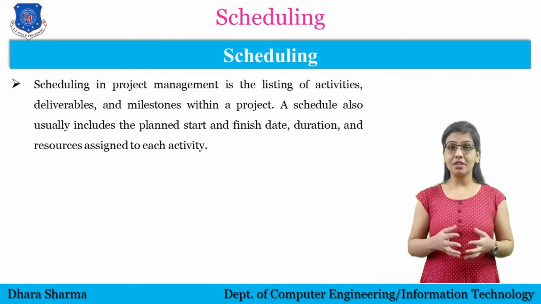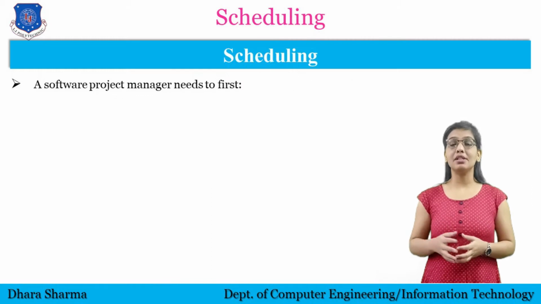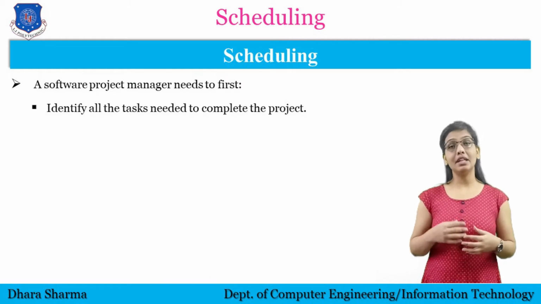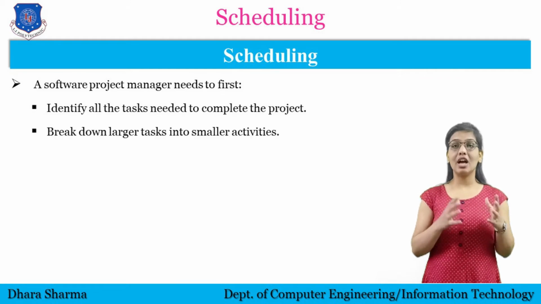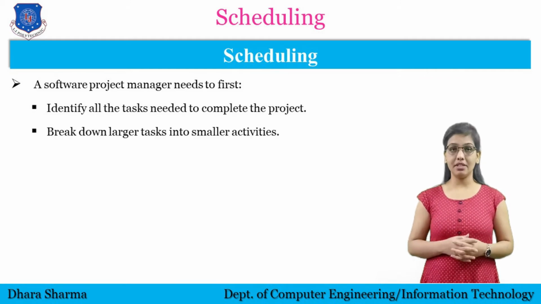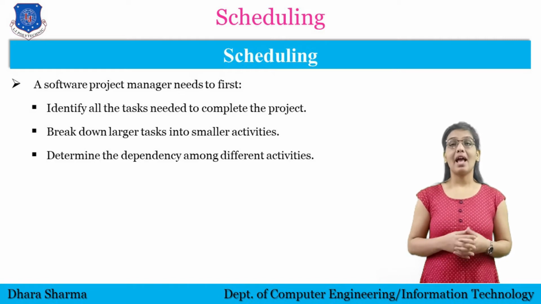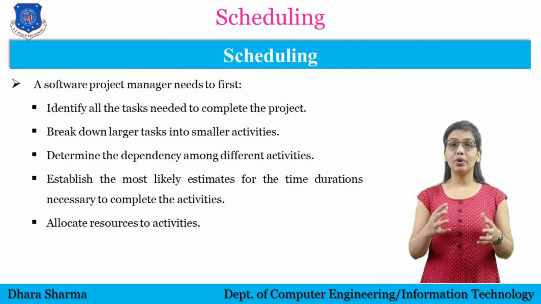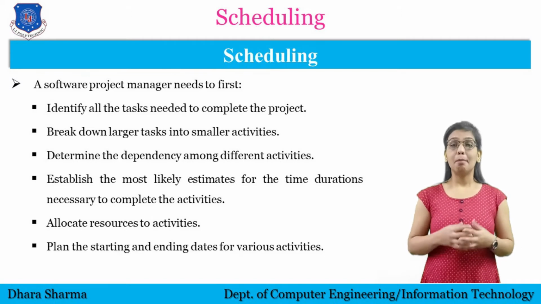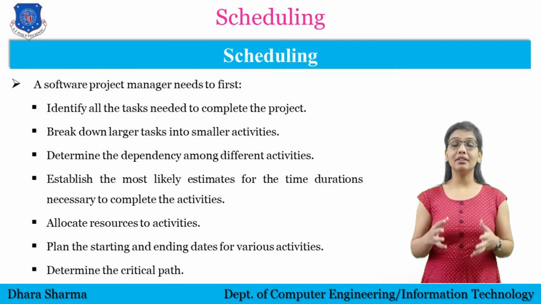To be very specific, in order to schedule the project activities, a software project manager needs to first identify all the tasks needed to complete the project, then break down larger tasks into smaller activities, determine the dependency among different activities, establish the most likely estimates for the time durations necessary to complete the activities, allocate resources to activities, plan the starting and ending dates for various activities, and determine the critical path.